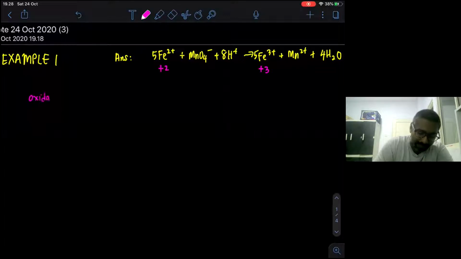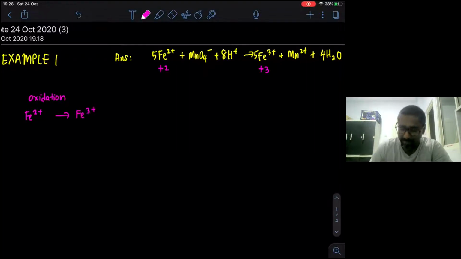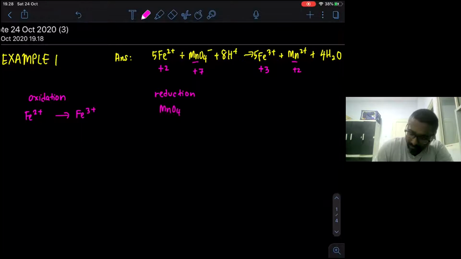So +2 to become +3 is oxidation. I will write down the oxidation equation: Fe2+, assuming that I do not know there is a 5 over there, so I'm going to try to balance the equation. Fe2+ to become Fe3+ is an oxidation. I need to find out which one is reduction. For reduction, you can calculate this yourself as well. This is supposed to be +7, and this is +2. So MnO4- is changing into Mn2+.